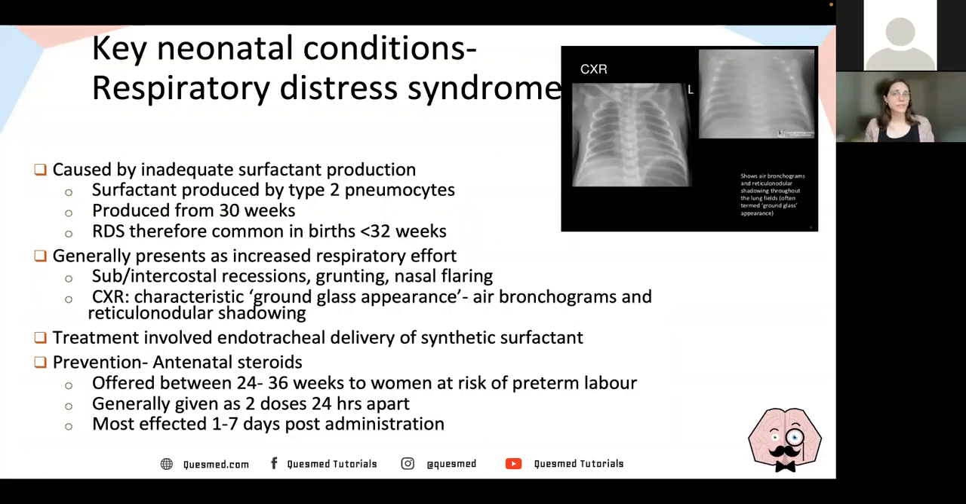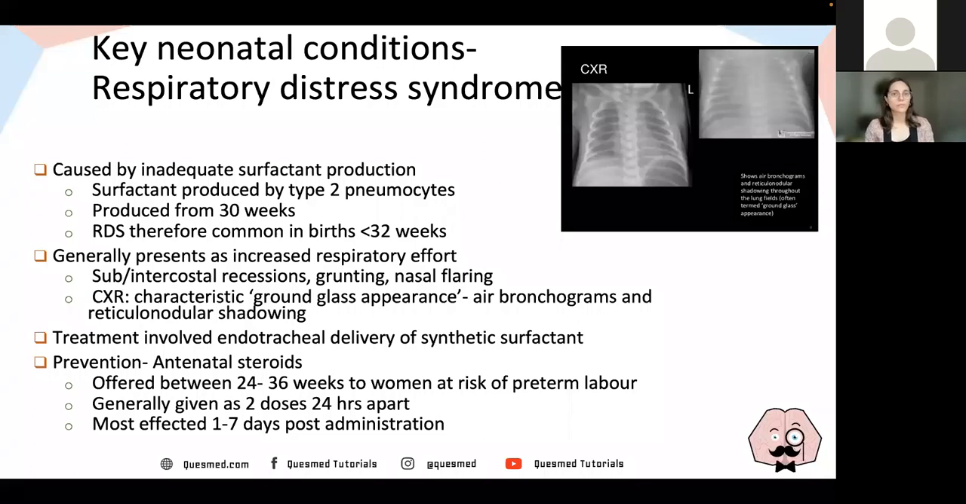And typical things you're looking out for are intercostal and subcostal recession, grunting, nasal flaring. So all pretty typical signs in babies of increased respiratory effort. And the chest x-ray will have this typical ground glass appearance. So this really hazy view with some reticular nodular shadowing. Again, I think if you see a few of those pictures, it will start making sense to you, but it's a clinical diagnosis, not so much a radiological diagnosis.